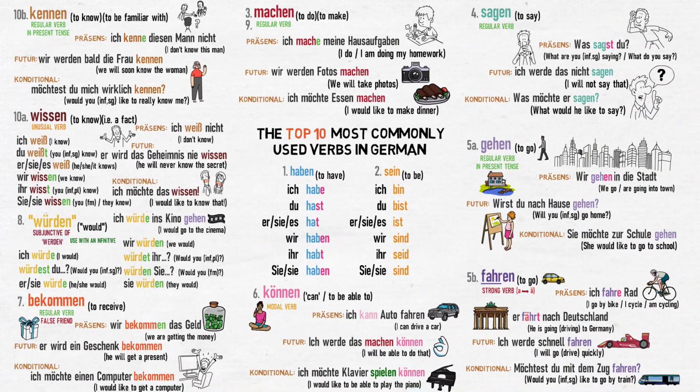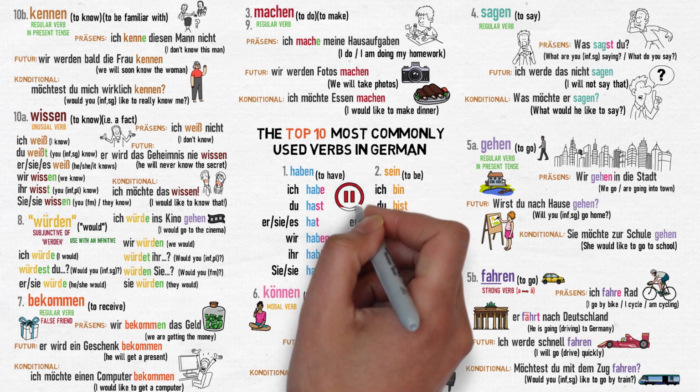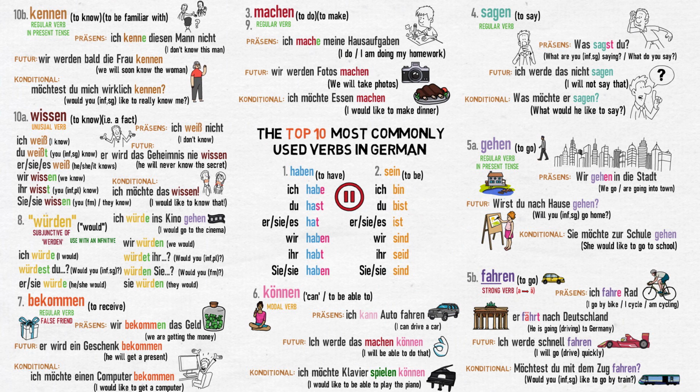So, those are the top 10 most frequently used verbs in German, which will really help you to get started in A1 to A2 beginners German. It's a good idea to pause the video now to have all the top 10 verbs in the same place, as well as their examples in context.